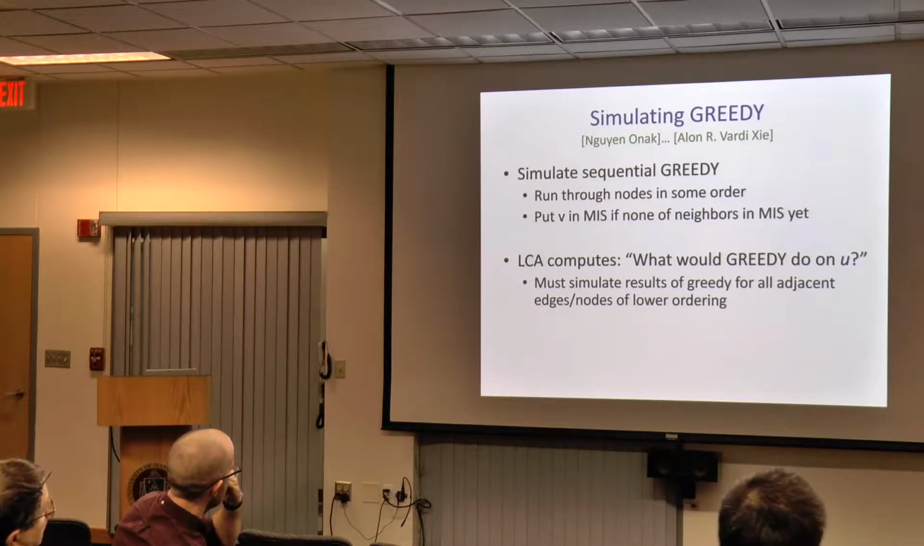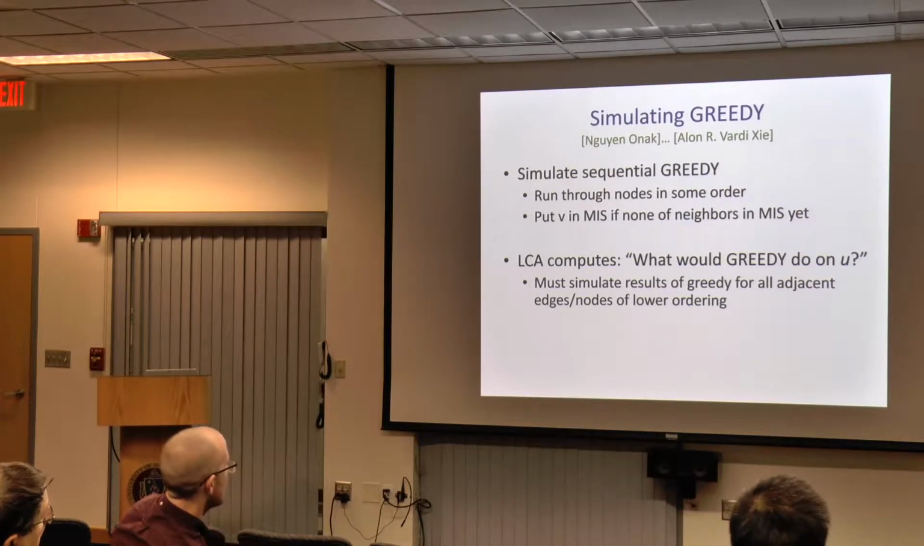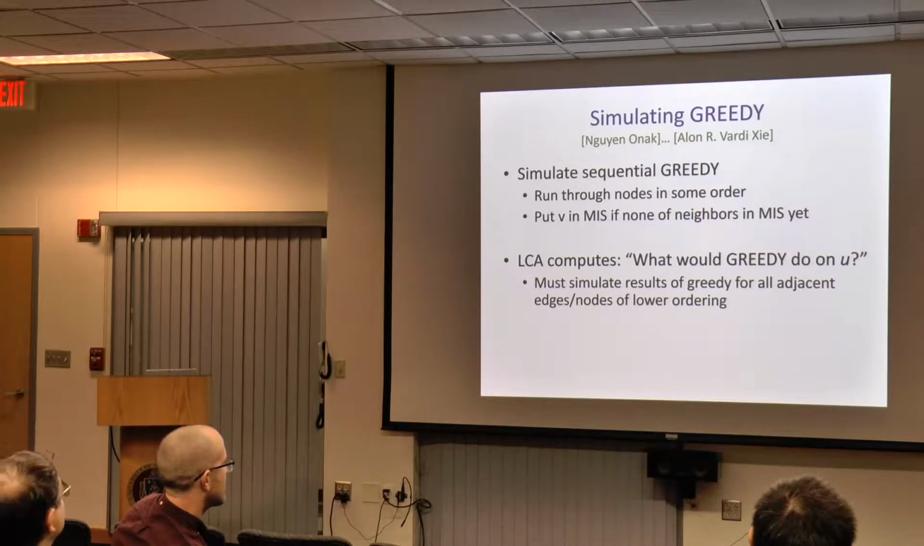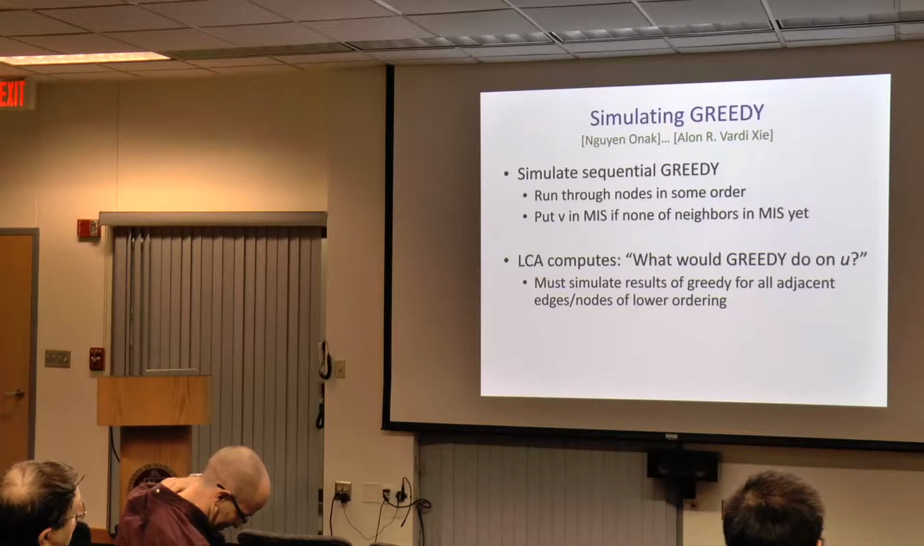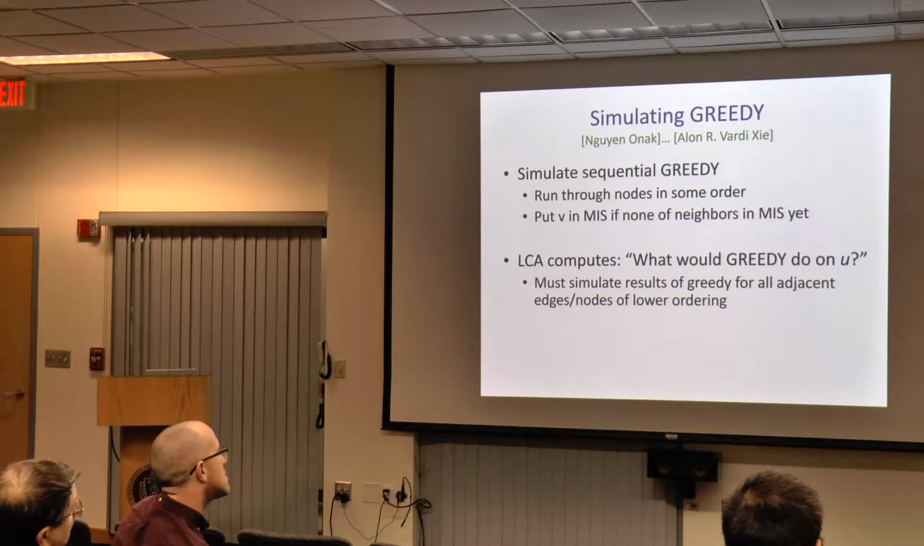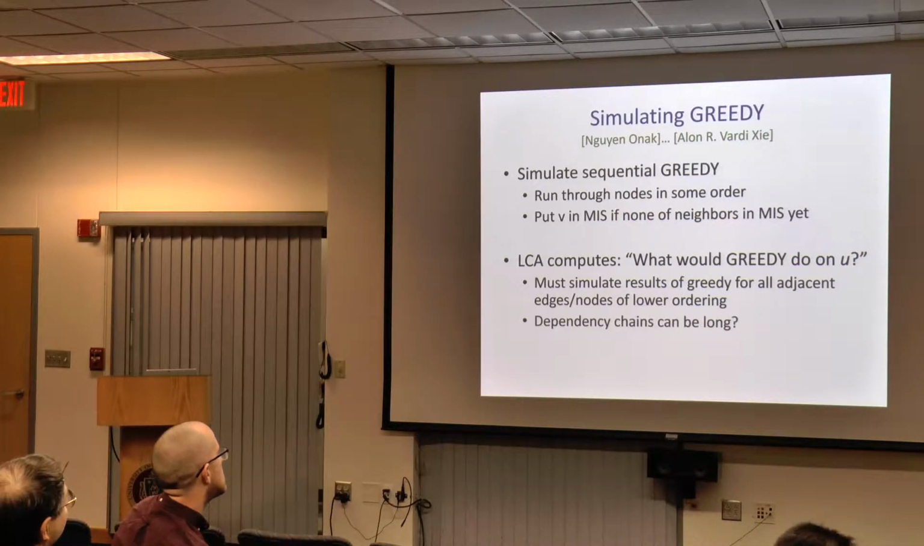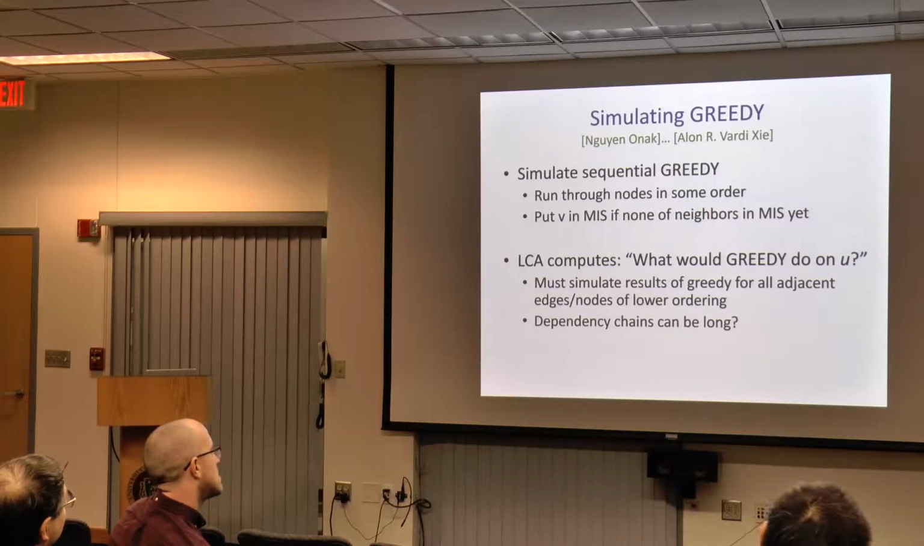Right? So I just need to know anybody previous to me, node number 1, node number 2, node number 9, all these guys previous, I need to know what greedy would have done on them. So I need to recurse on them. That's okay, but the problem is, maybe 10 is connected to 9, and I recurse on 9, and 9 is connected to 8, and I recurse on 8, and 8 is connected to 7, and I keep working my way down. That could go on forever. I mean, these dependency chains can be incredibly long.